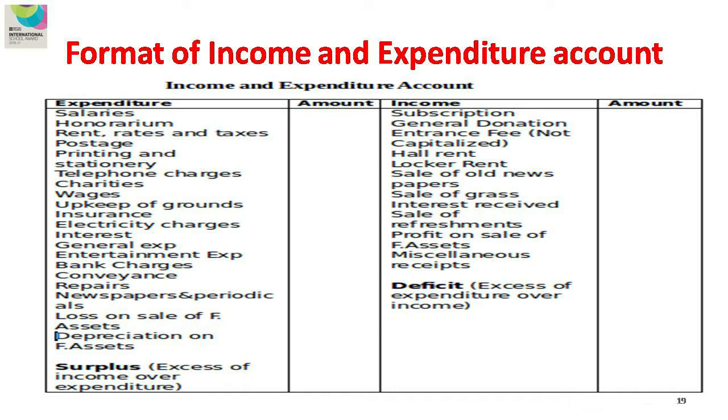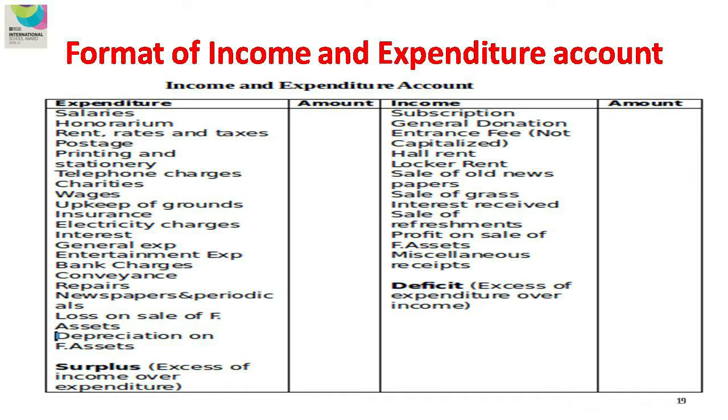The debit side, that is the expenditure side, items are salaries, honorarium, rent, rates and taxes, postage, printing and stationery, telephone charges, charities, wages, upkeep of ground, insurance, electricity charges, interest, general expenses, entertainment expenses, bank charges, repairs, newspapers and periodicals, loss on sale of fixed assets, depreciation on fixed assets, and then surplus, that is the balancing figure.